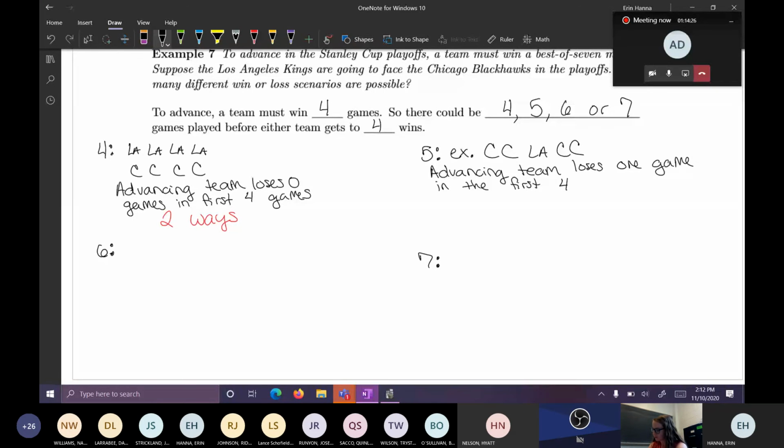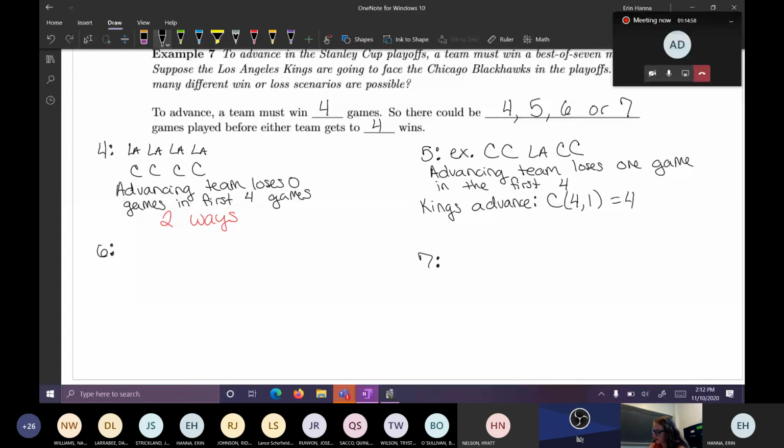So if we think about the Kings advancing, we essentially have 4 choose 1. They choose which game they lose. Do they lose the first one? Do they lose the second one? Do they lose the 3rd one? Or do they lose the 4th one? Again, if they advance, they aren't going to lose the 5th one. So there's essentially 4 choose 1 ways for them to lose one of the first 4 games. So there's 4 ways to do that.